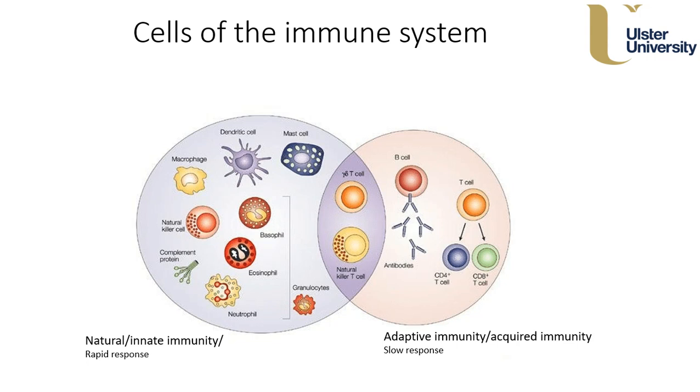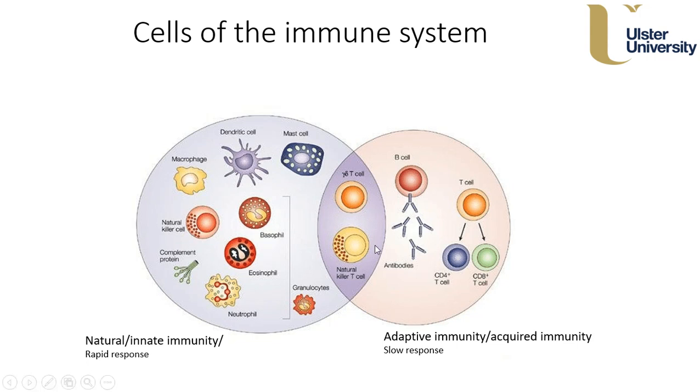So a more useful way to categorize the cells of the immune system is into those that are involved in the innate immunity, also known as the natural immunity, and those that are involved in adaptive immunity, also known as acquired immunity. The innate immune cells respond rapidly to the presence of something that shouldn't be there, so a pathogen or microbe. The innate cells comprise the granulocytes, of course, the mast cells, the dendritic cells, the macrophages, natural killer cells, and the complement proteins as well, which we will talk a little bit about later.